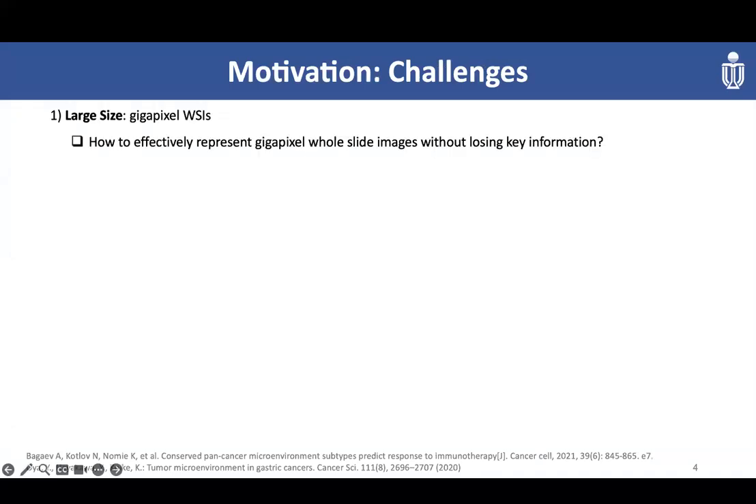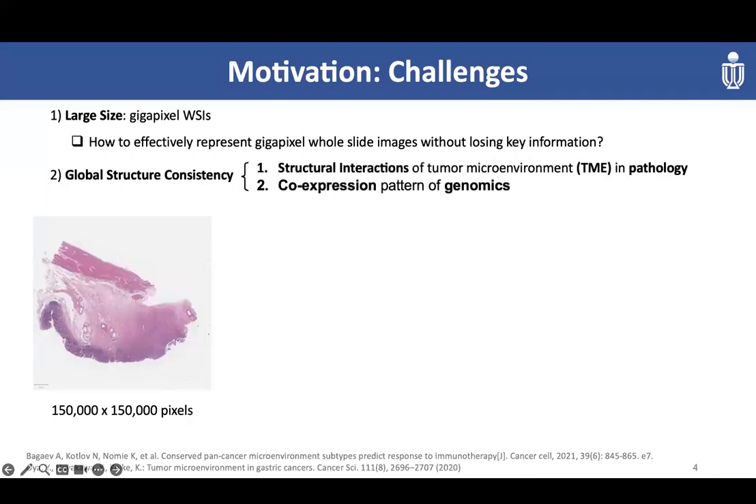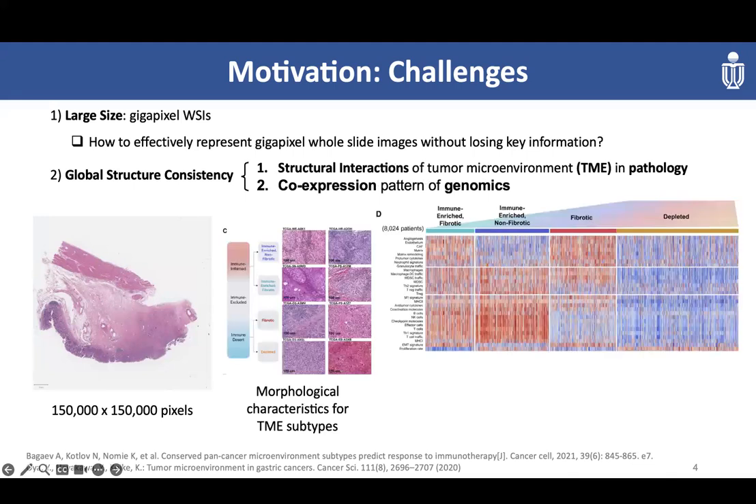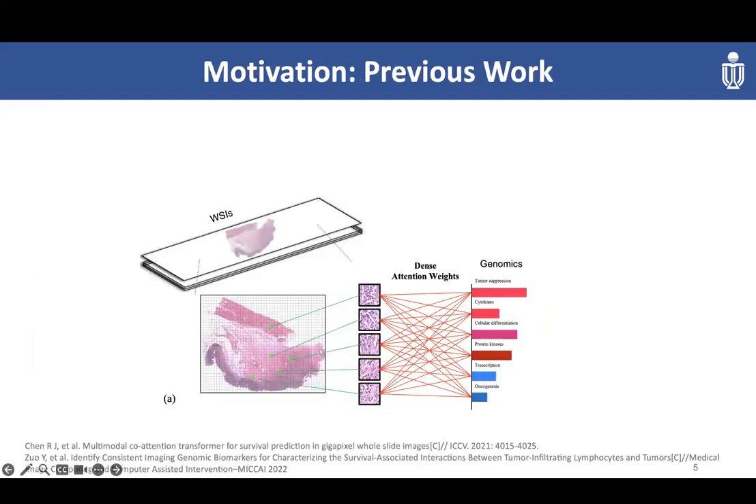The first thing is the large size of pathology images. Another thing is there may be global structural consistencies between structural interaction of tumor microenvironment in pathology and co-expression pattern of genomics, which is ignored by the previous works. However, this may have significant associations with survival analysis.